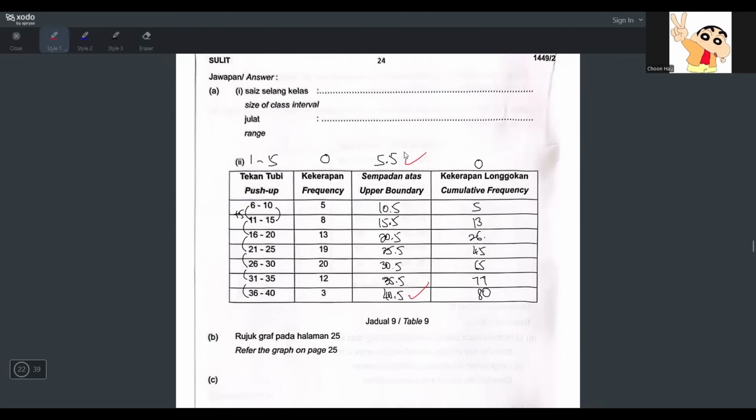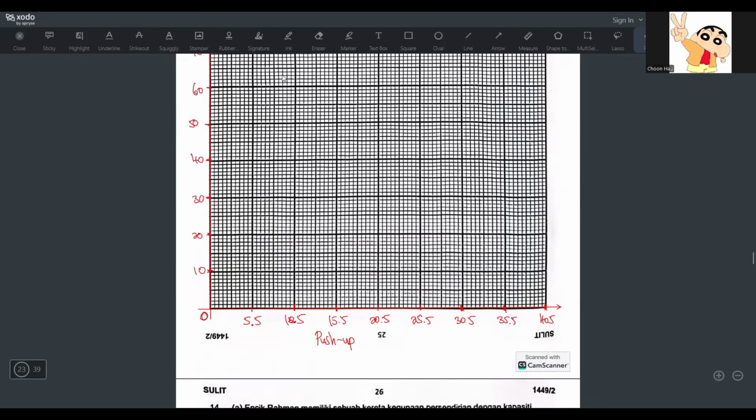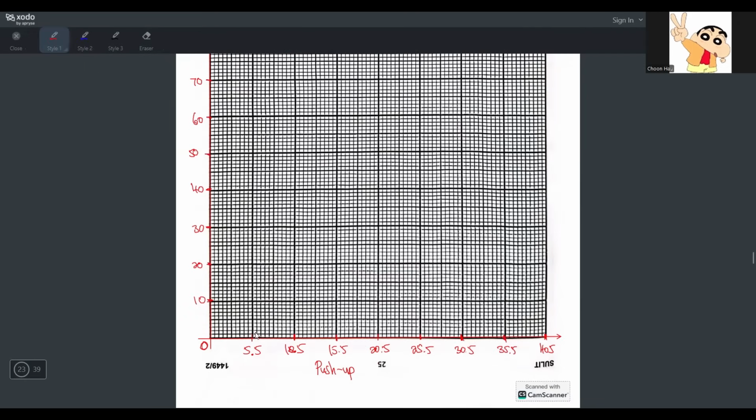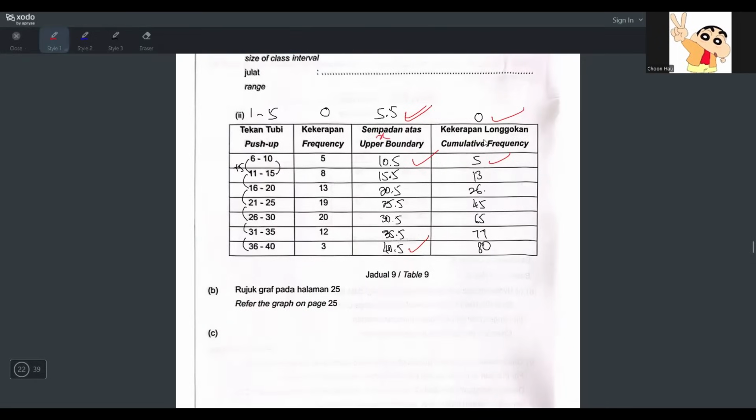So let's plot the first point, 5.5, 0. So this is the first point. And then 10.5 is 5. Okay, 0 and 10 middle is 5. So this is the point. Yeah, it's here. Next one. This will be your x coordinate, this will be your y coordinate. The x-axis is upper boundary, and your y-axis is cumulative. So you look here, look here.